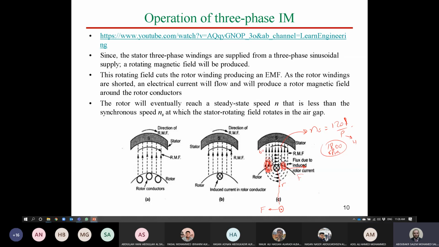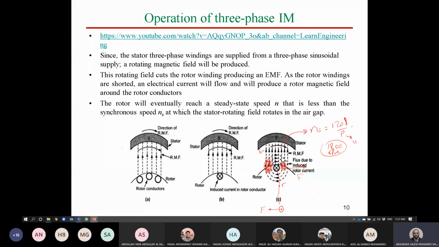Okay, after we have a motion here, the cutting speed of flux on the conductors will be smaller than the synchronous speed. Let's make it in numbers. Flux is moving by 1800 and the rotor is moving by 100. So what is the cutting speed now? The difference. The difference, 1700, exactly.